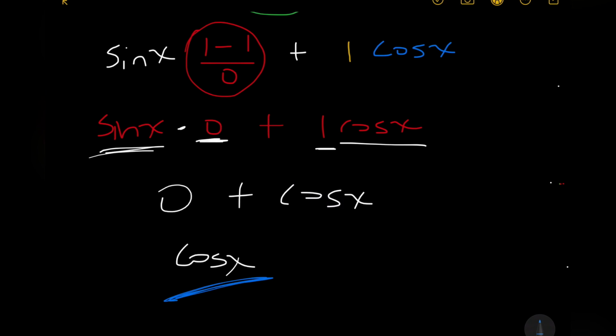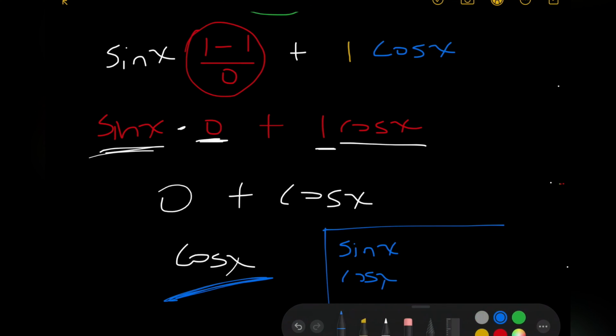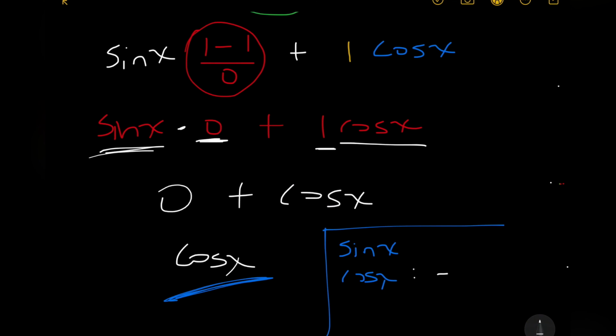So from this video, we learned that we can use first principles to differentiate sine x and cos x. For cos x, which was our first example, we got negative sine x. And for sine x, we got what we see here, cos x. And this is how you use first principles to differentiate.